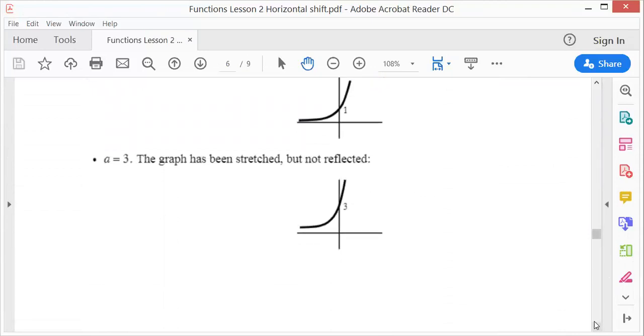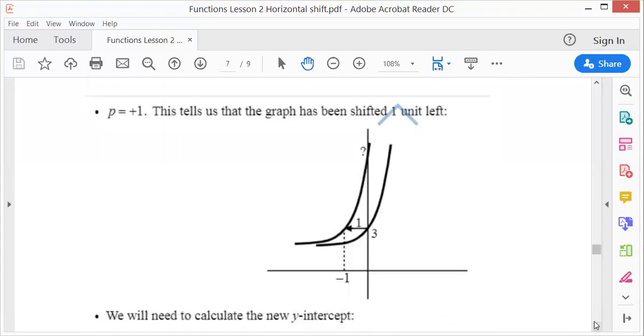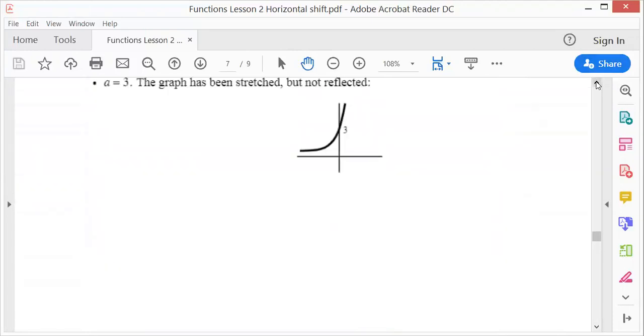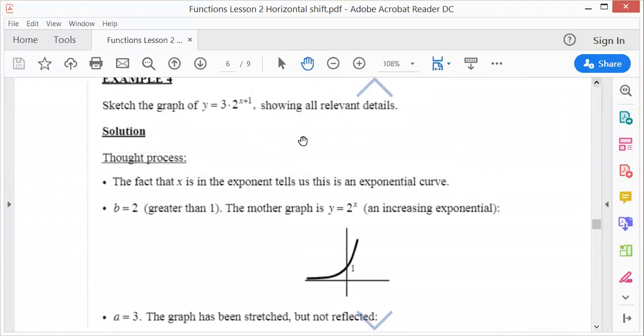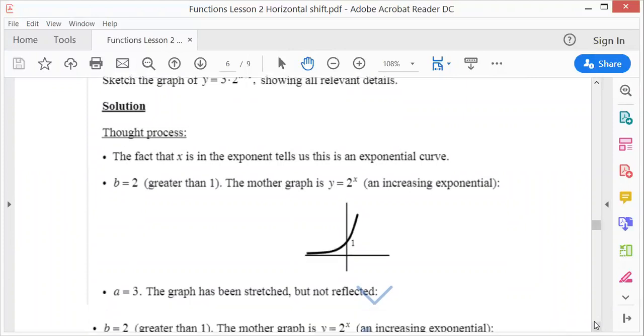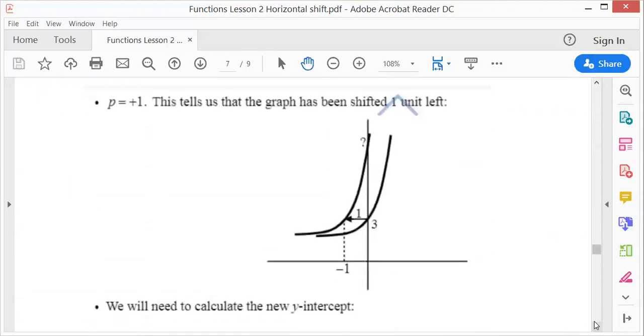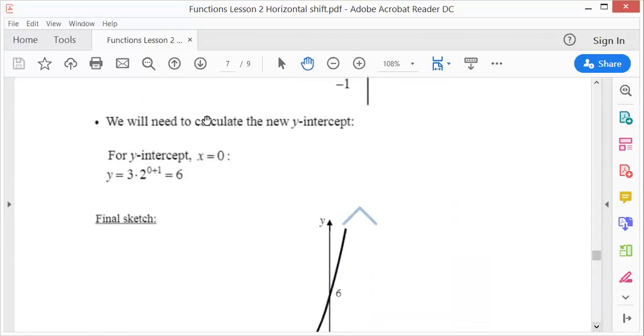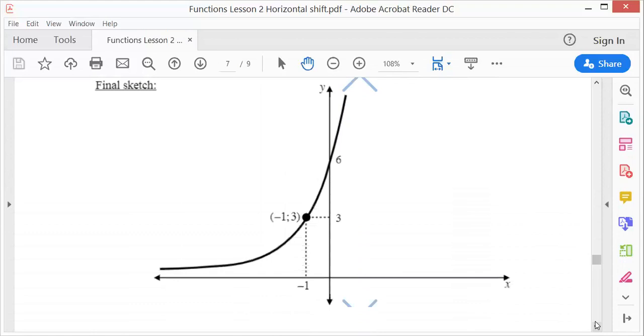Then next, p is +1. That means the graph must shift 1 unit to the left. Now, where is this +1, people? Let's go back to the equation quickly. It is this x + 1. So that +1 tells you the graph will shift 1 position to the left. It moves 1 position to the left. Right, and we can make x 0 to get that y-intercept. And there's your final sketch.